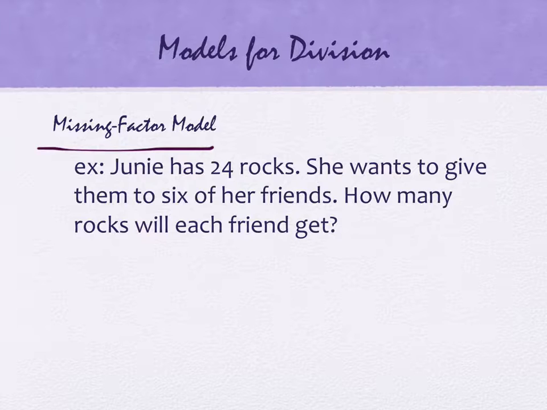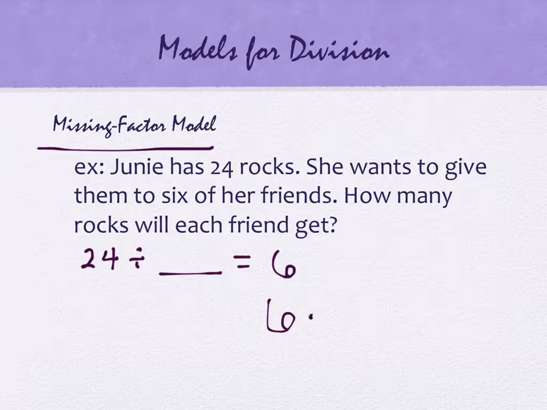So in this model, what we're going to do is we're going to set up, we talked about this with subtraction, where we set up a blank. And it looks like an equation. Well, it is an equation. It's just got a blank in it instead of, say, a variable. And we ask ourselves the question, if I turned this into a multiplication problem, what would I have to multiply by 6 to get 24? And the answer is 4. It is my missing factor.